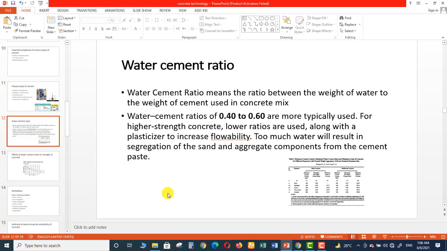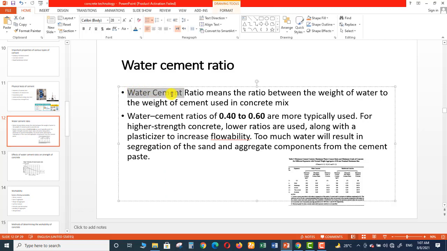So the next is water cement ratio. The ratio of water and cement by weight in a concrete mix is known as the water cement ratio. The ratio between the weight of water to the weight of cement used in the concrete mix is called water cement ratio. Actually, this is very important, the water cement ratio.